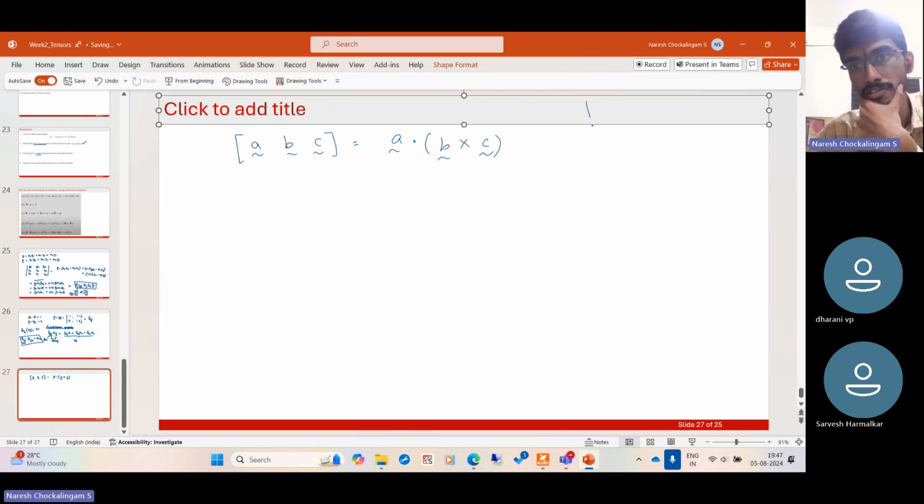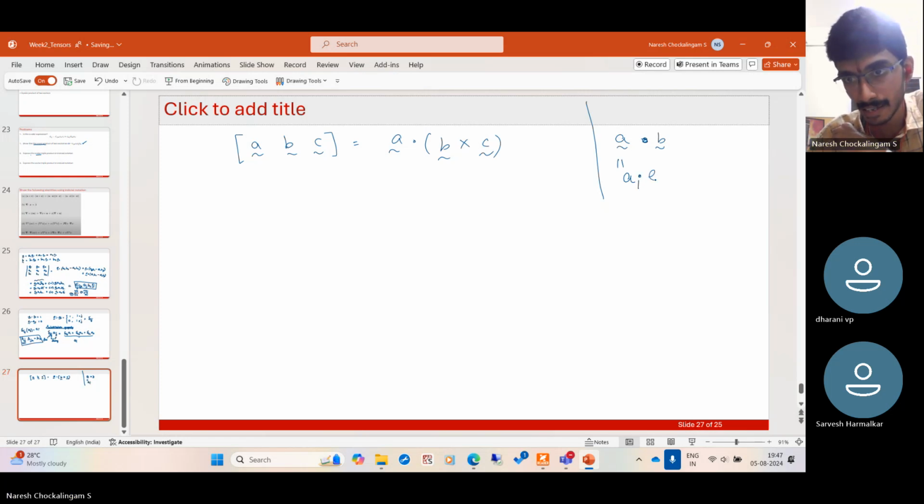Before that, let us also look at the dot product of two vectors, right? A dot B, what is A dot B? A dot B in summation notation: A you can write as Ai ei, dotted with B, which you can write as, can you guess? What should I put here?